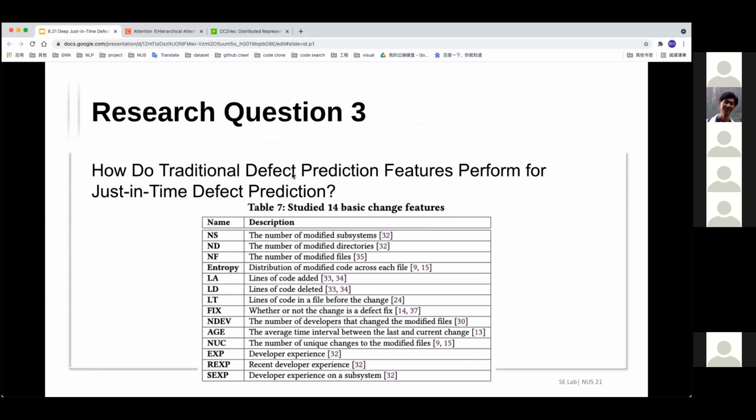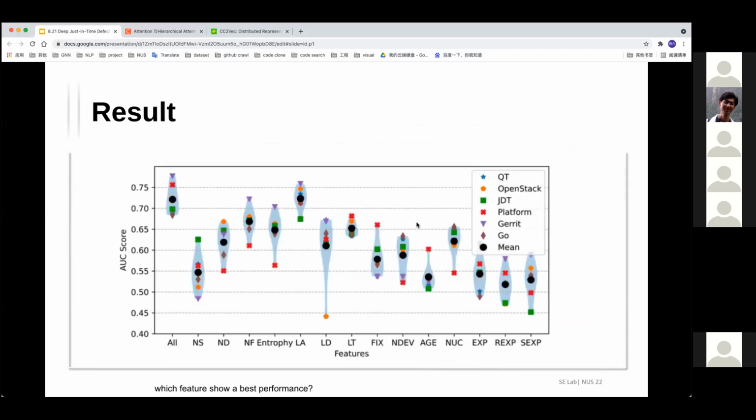The third research question is how the traditional method works, and here is a clear version of the 14 basic change features. I think they are quite straightforward. Let's go to the major one, this is the most important. Here is the result of the features. This is the traditional features, and here are the different data sets. And you can see the paper said that this is the best signal.